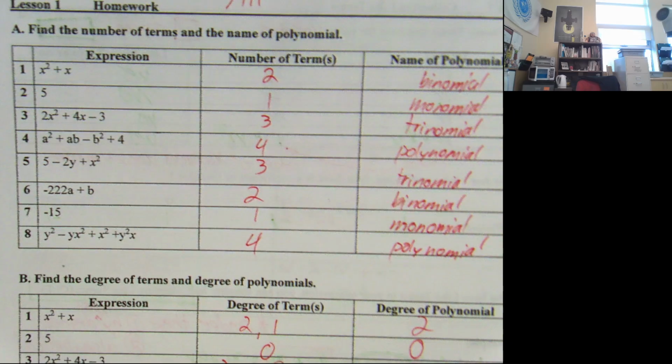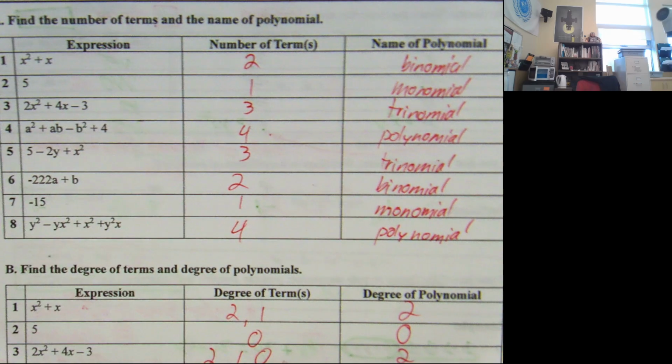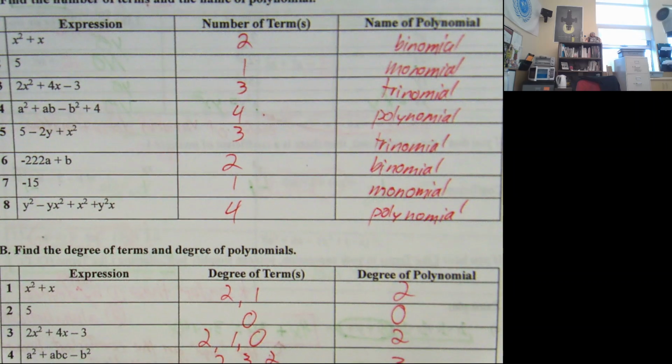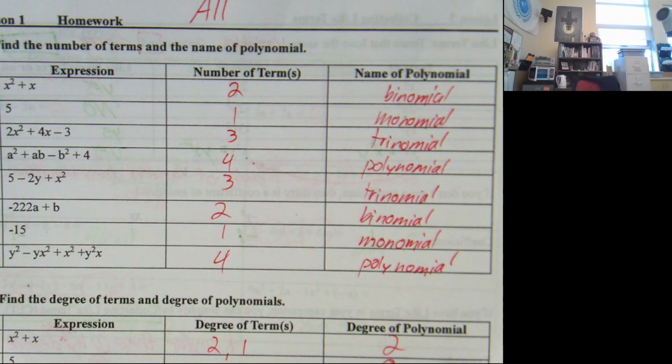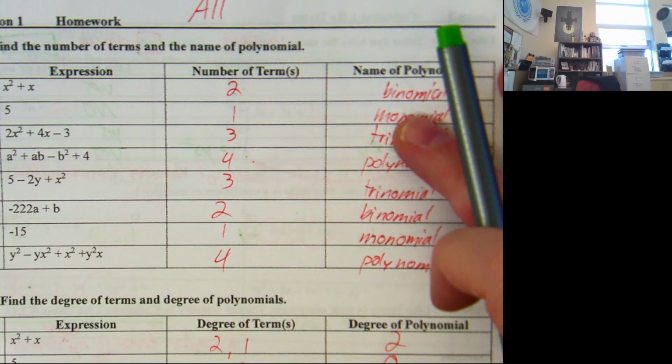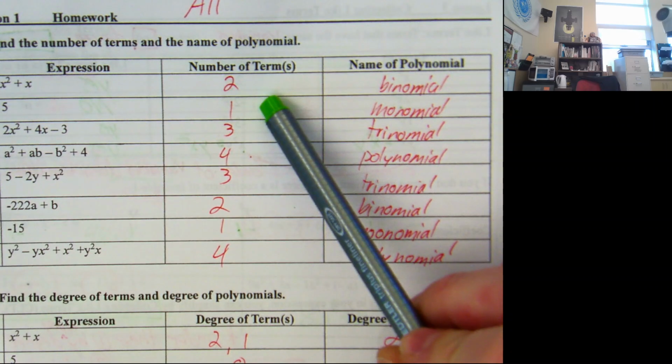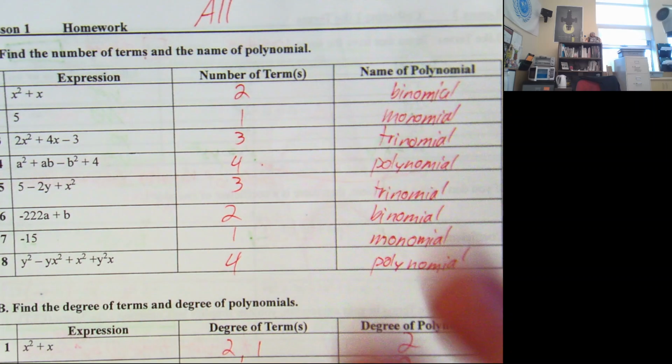20 school days. Okay, here are the answers to the homework I assigned. There we go. In the first table, all you had to do is tell me how many terms there were in this object, and then name it appropriately.